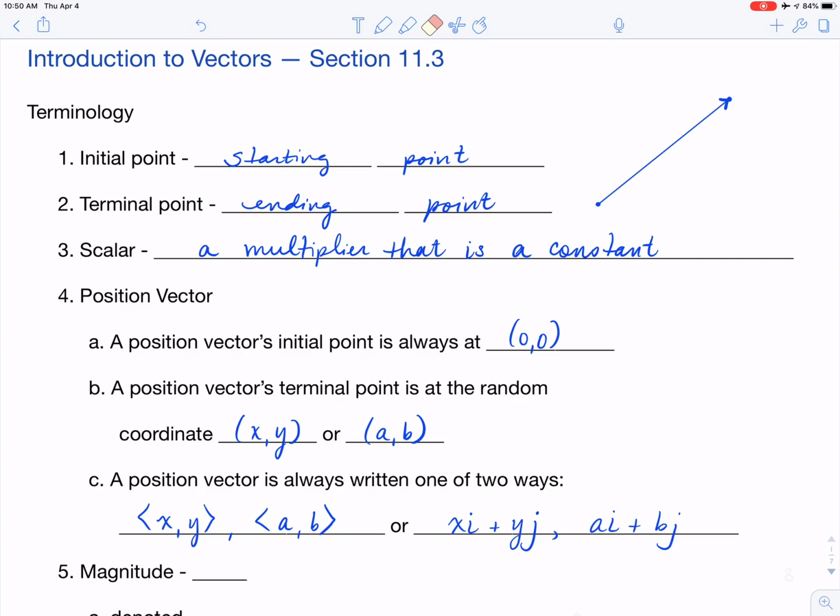And the second way that I could do this is by using i's and j's. So I could either write this as xi plus yj, where my x and my y are from my coordinate, or the more common one is ai plus bj, where the a and the b are from my coordinate.